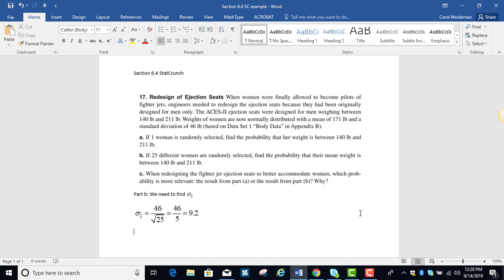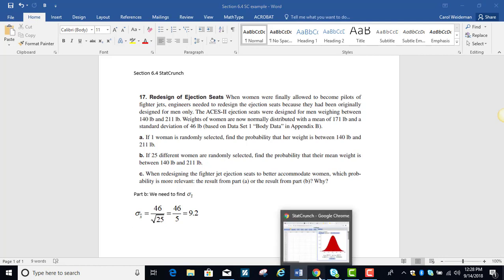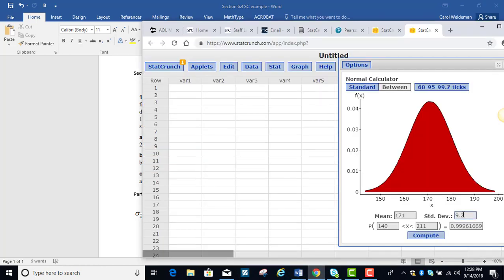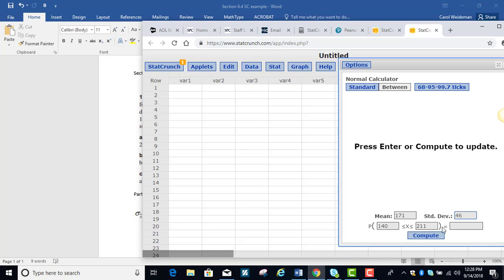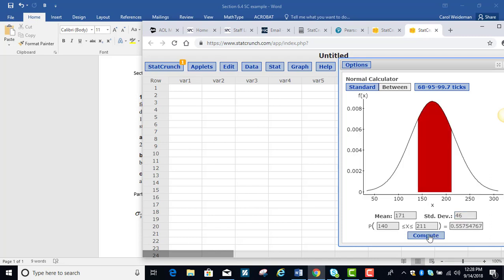So you would want to consider the probability in part A and possibly change that range a little bit because remember, let's go back to our tool for a second, the standard deviation was originally 46. So when there's a single woman, the probability that that woman's weight would be between those two was about 0.5575. So we may want to expand that range a little bit, maybe pull it down on the lower side to accommodate more women, because we're getting slightly more than half of the women, but there's about 45% of the women that are not being accommodated within that range.